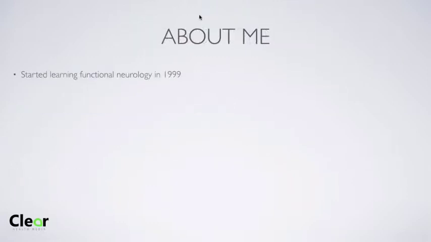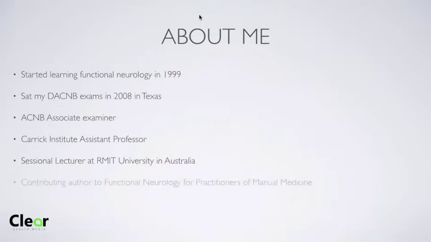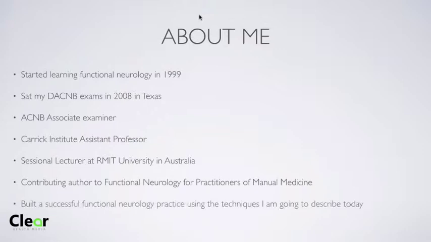A little bit about me. I started learning functional neurology back in 1999, so I've been doing it for quite a while. I sat my DAC&B exams in Texas, so I came over to the States to do those. I'm an AC&B Associate Examiner, as well as being a Carrick Institute Assistant Professor. I'm also a sessional lecturer at RMIT University in Australia. I've contributed to the textbook Functional Neurology for Practitioners of Manual Medicine. And I've also built a successful functional neurology practice using the techniques that I'm going to describe to you today.